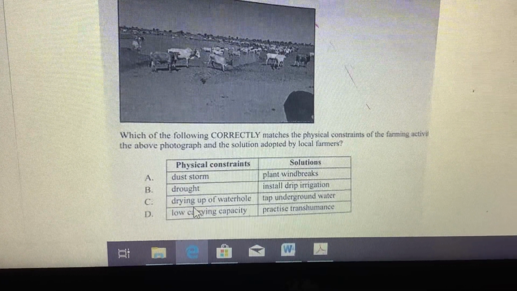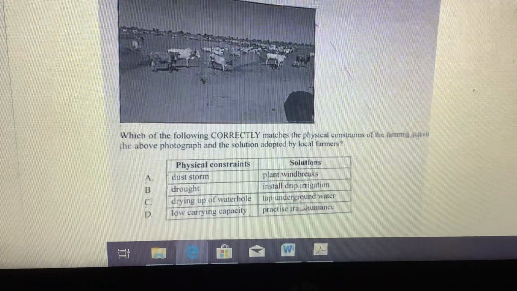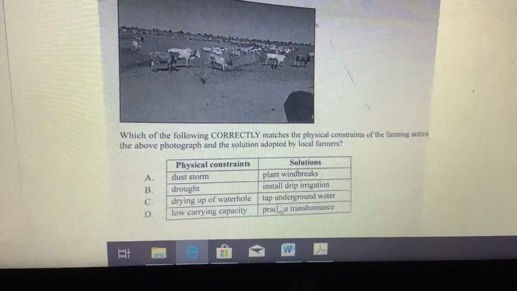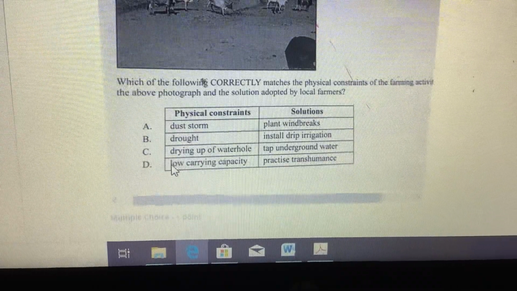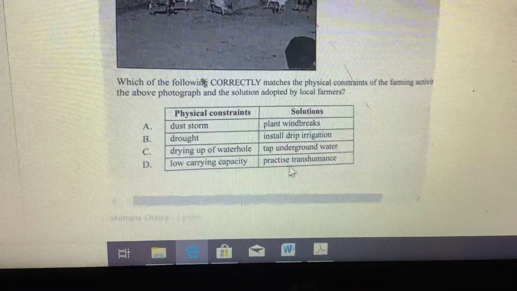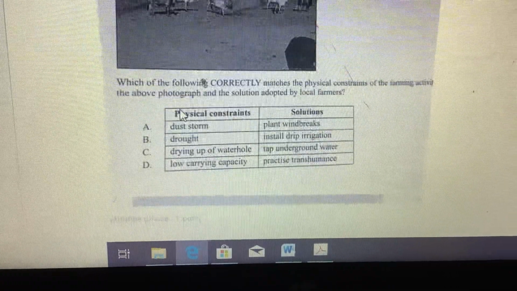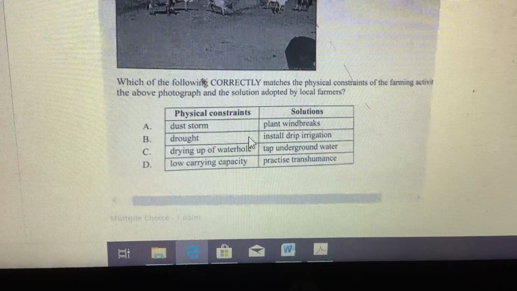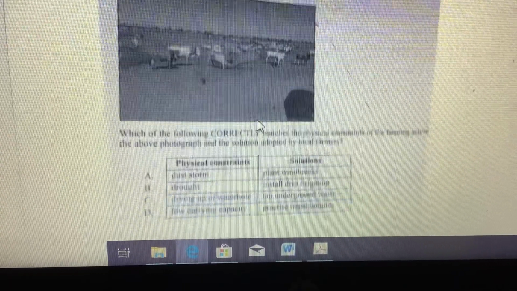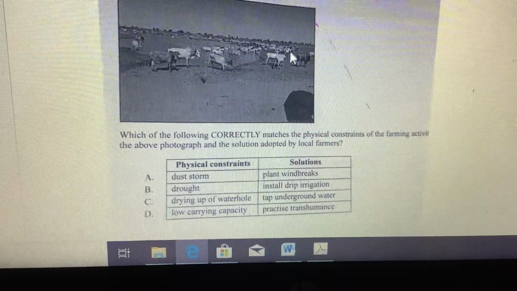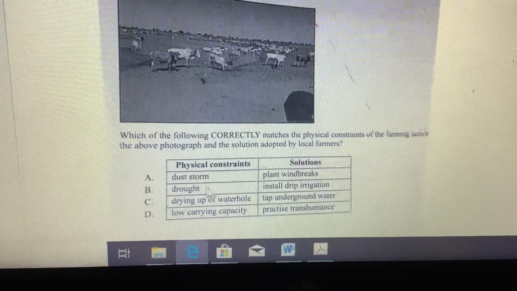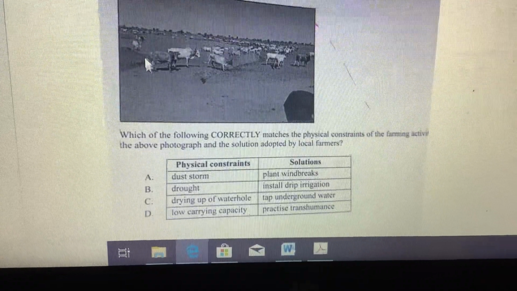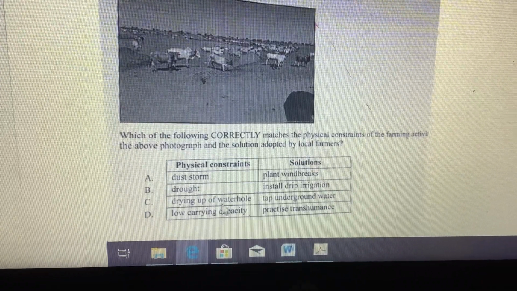Let's see the remainder. Drying up of the water hole, tap underground water. This one seems to be better. Well, let's see. And the last one, low carrying capacity. Wow, this one is quite correct. Can you see the differences between the choices? These two actually are not quite down to earth, they don't match. A and B are about planting, but right here we are talking about ranching. So how about this?